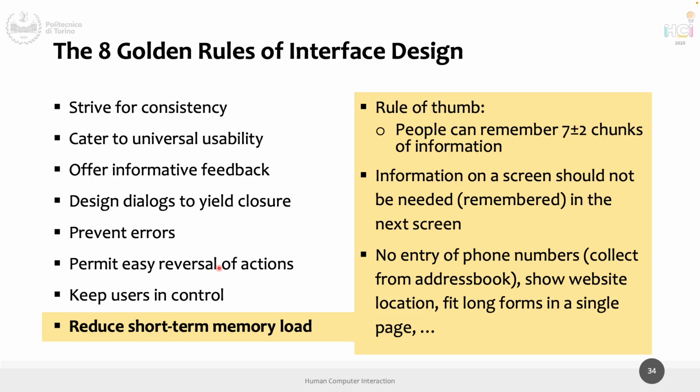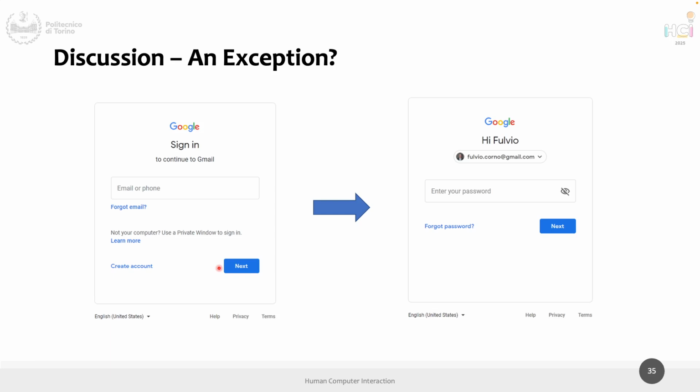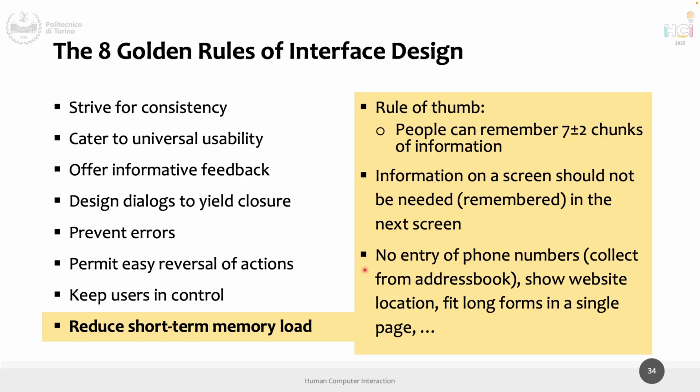Information on a screen should not be needed in the next screen. So if you have information in a page of a screen, you shouldn't have to remember it in the next screen. When possible, phone numbers, website location, etc. should be automatically retrieved from the contact app, from the GPS, from whatever. And here, I just said, information on a screen should not be needed in the next screen.